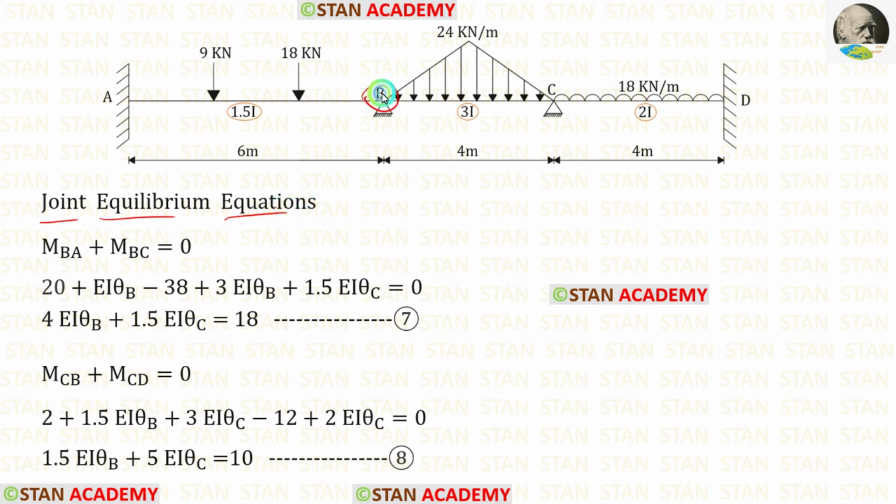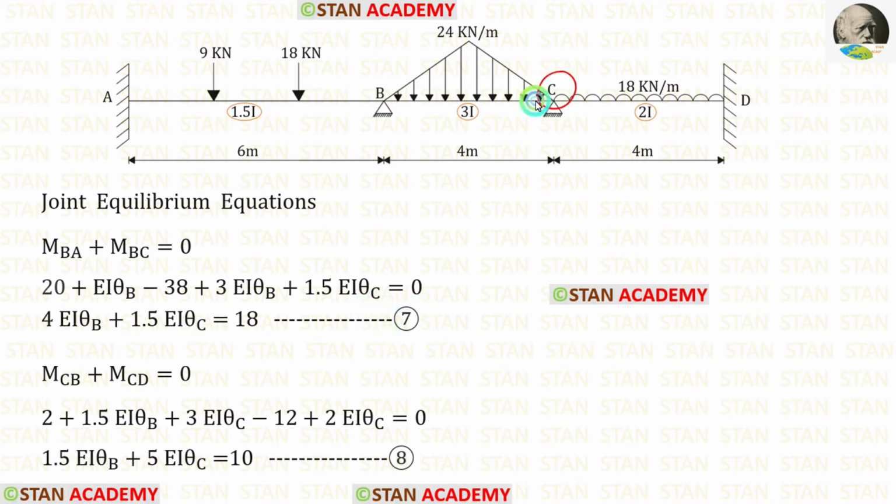In the joint B, when we add the moments MBA and MBC, it will be 0. For MBA and MBC, let us apply the expressions from the slope deflection equations. Let us add them. When we add, we have to always keep the numerical on the right side. Let us keep this equation as number 7.